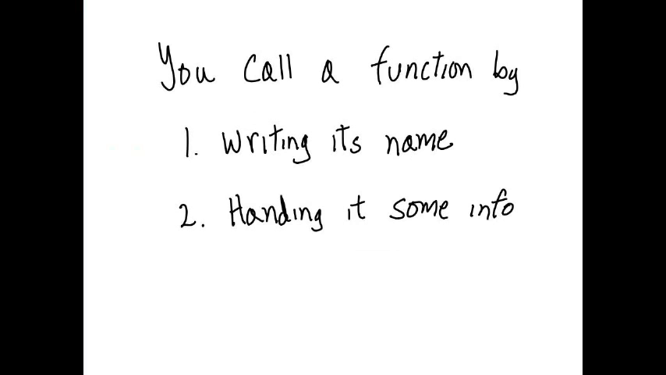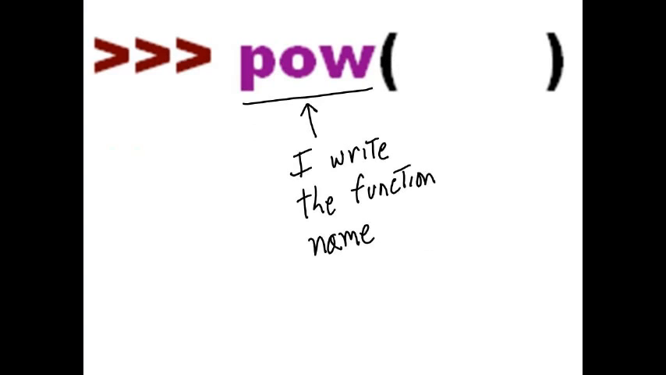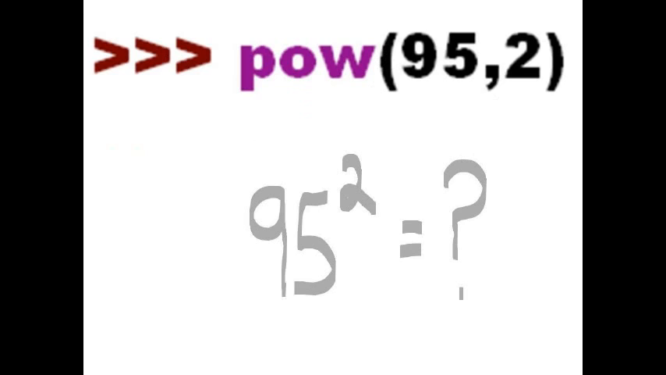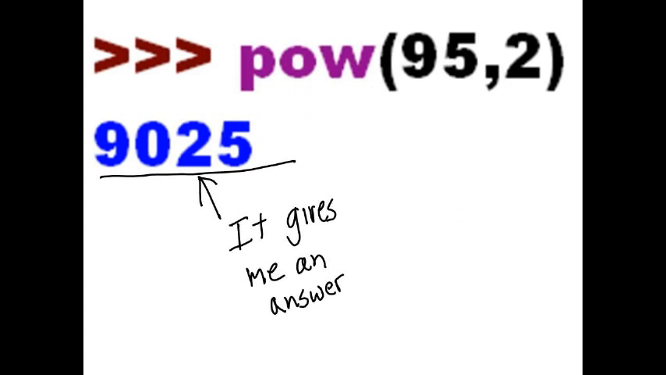Functions. You call a function by writing its name and then handing it some information. Here, I write the function name, POW. I hand it the information it wants, 95 and 2, which becomes 95 squared, which equals what? The 95 becomes the base, the 2 becomes the exponent. It gives me an answer, 9025.